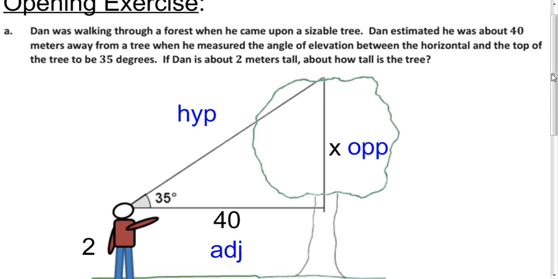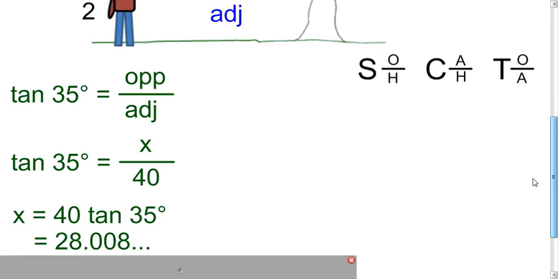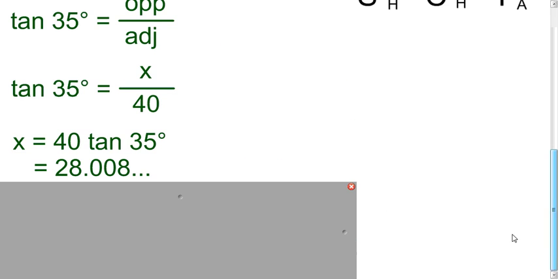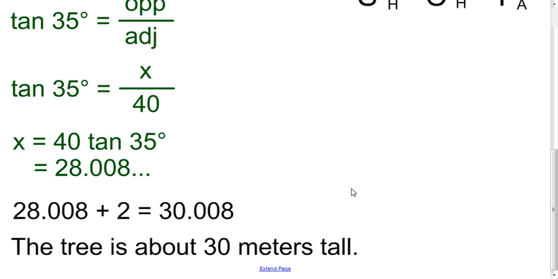It says, how tall is the tree? Let's round to the nearest meter. So we know that Dan is 2 meters tall. We know this distance is about 28. So how tall is the tree? The tree is about 30 meters tall.